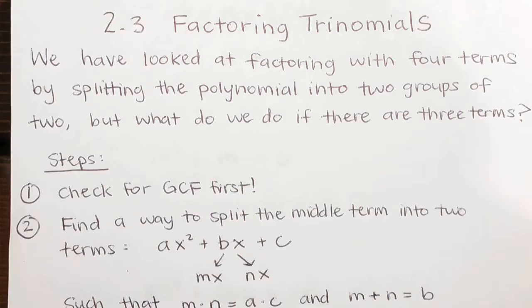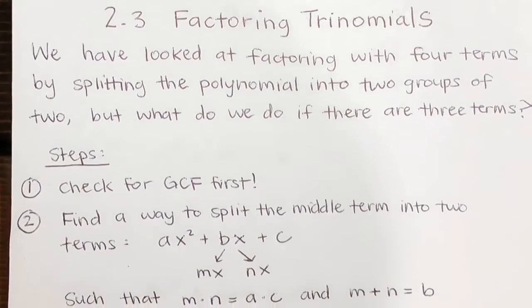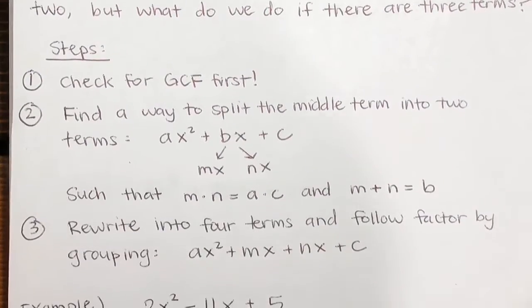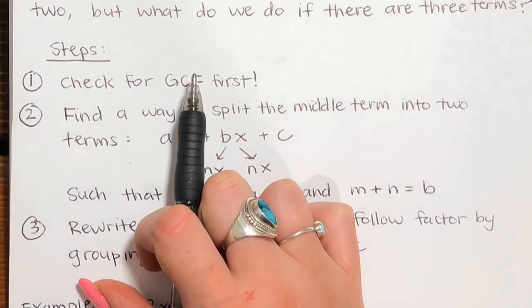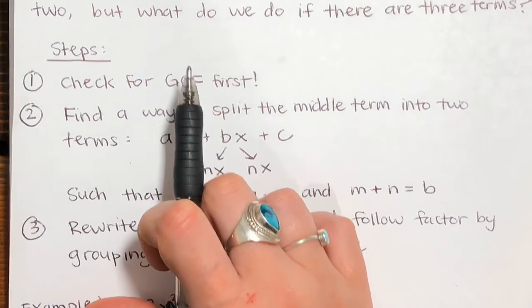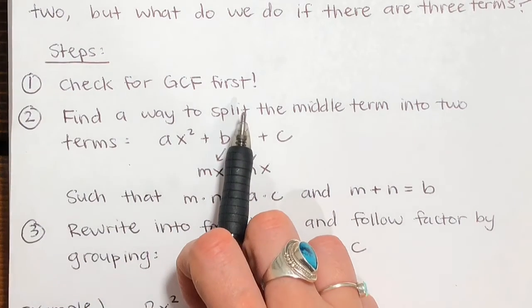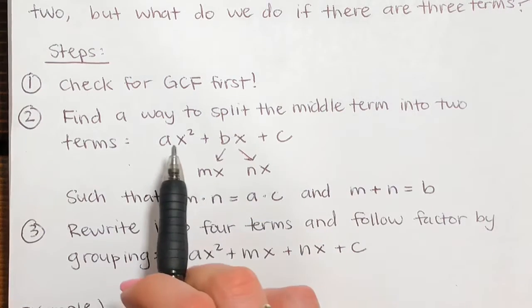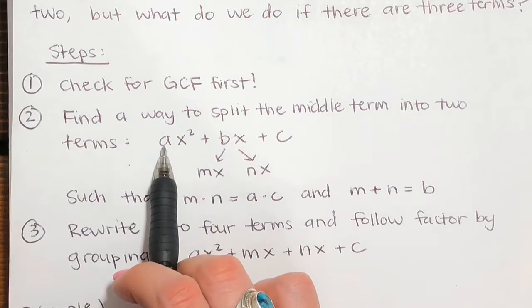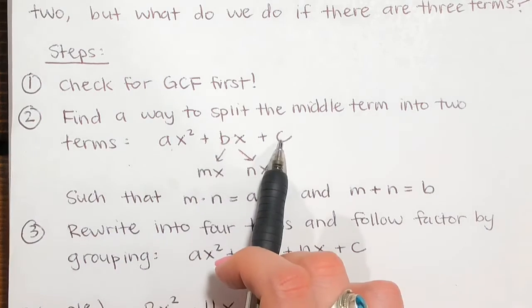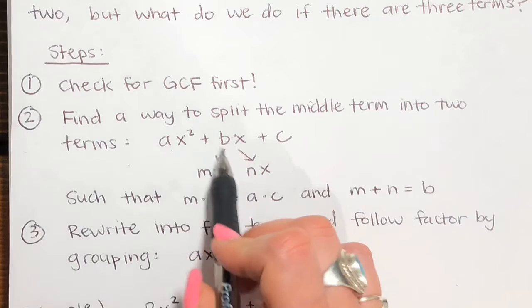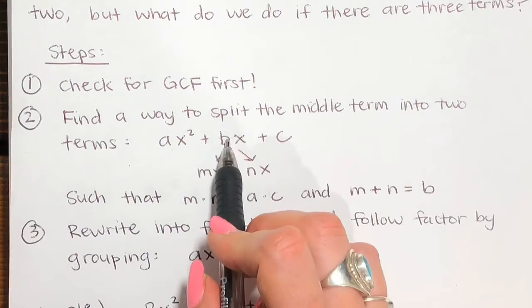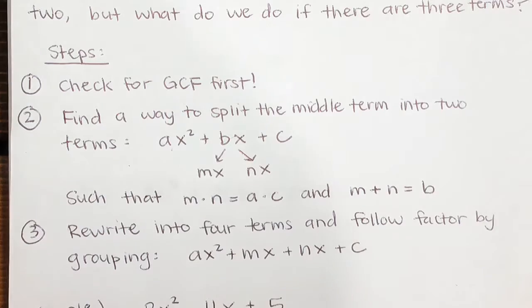So what we're going to do is first you always want to see, even though there are 3 terms, is there a greatest common factor in all 3 terms? If so, take that out first. If there's not, we are going to find a way to split the middle term into 2 new terms. So you're going to start out with 3 terms in the form ax squared plus bx plus c, where a, b, and c are just numbers. And we're going to find 2 numbers that we can use to split b into 2 new terms. And there are specific steps that we follow to do that.